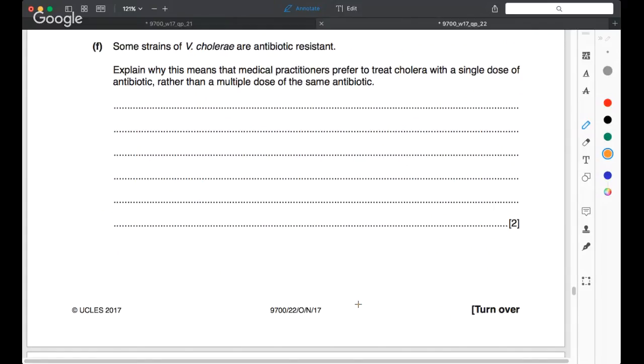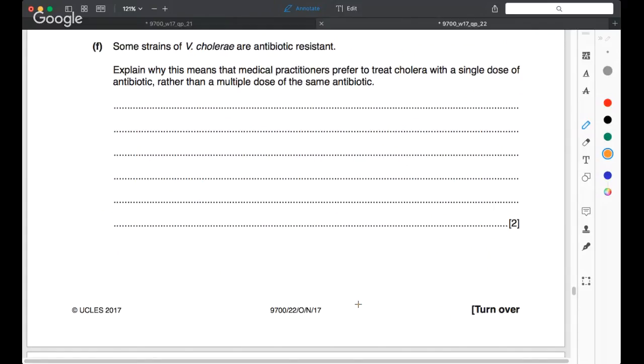Okay, I'll try and talk through it in a sort of systematic way, moving away from the biological mechanisms that are going on here. This is a really broad question. It's saying it's antibiotic resistant. Explain why this means that medical practitioners prefer to treat cholera with a single dose of antibiotic. You pick up the marks by just saying that it's more likely that a patient would take a single dose. It's easier to deliver a single dose, so that would resolve the infection more readily. It doesn't directly answer the question, but you would pick up a really simple mark there.